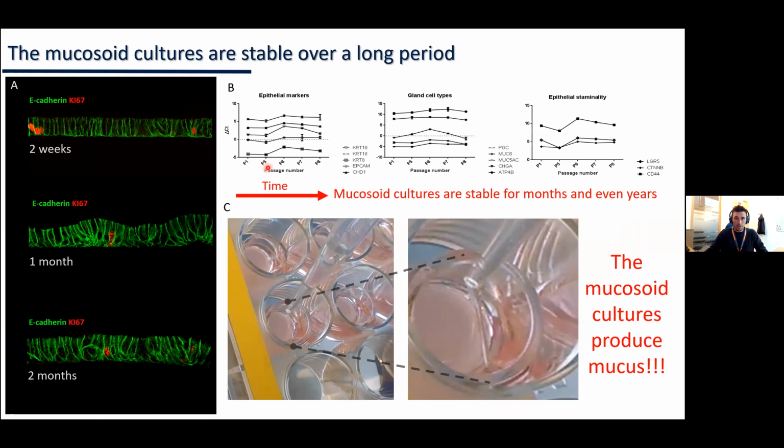And here I'm just showing a bunch of markers which are constant over each passage. Each passage is 1 month of culture, so here 8 months are represented. Most of the markers we have tested, epithelial markers or even lineage-specific markers, because there are different types of epithelial cells populating these mucosoids, and also some stem cell markers, are constant over time.